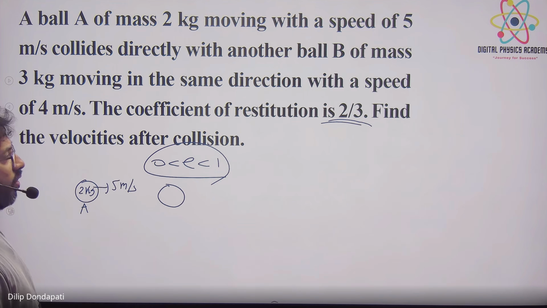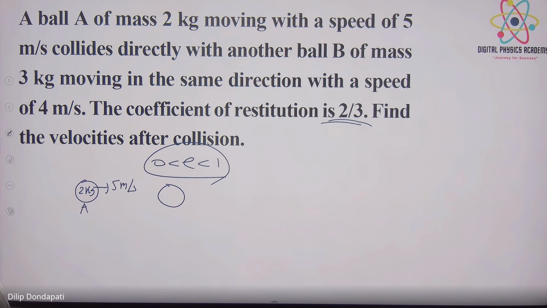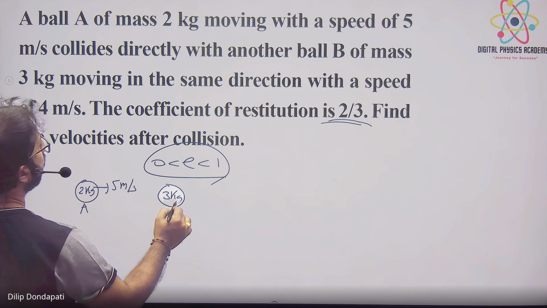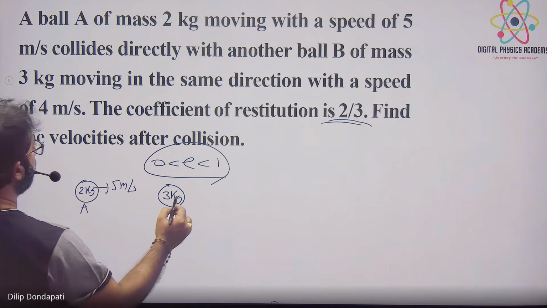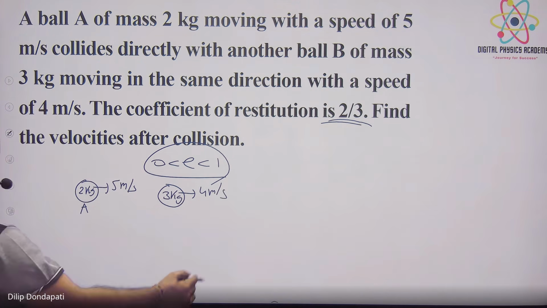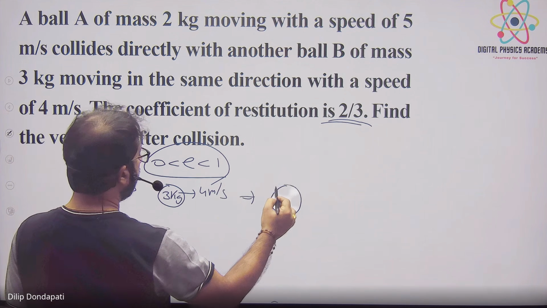Sir, I got V1 equal to 4. Okay, and V2? 2/3 plus 4, which is 4.66. Yeah. 2 kg moving directly with mass 3 kg in the same direction with the speed of 4 meters per second. So after hitting, collision will happen.